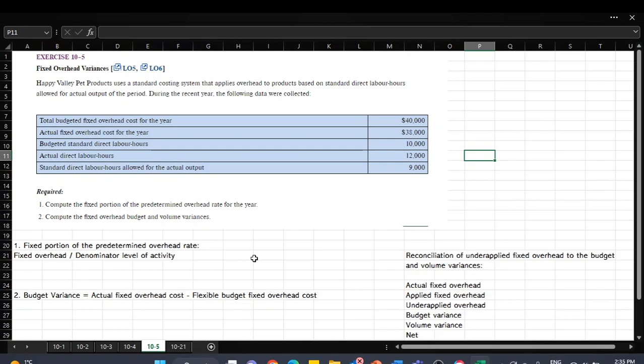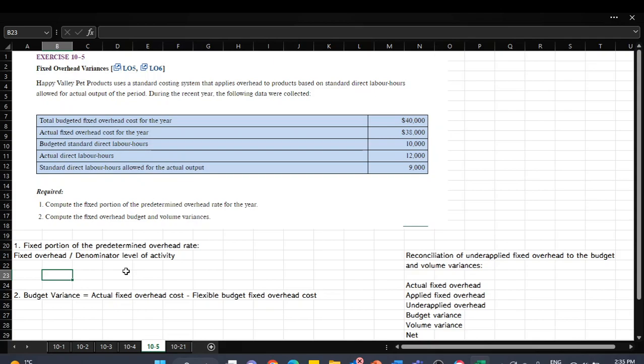So we want to compute the fixed portion of the predetermined overhead rate for the year. And then we want to compute the fixed overhead budget and volume variances. And then we're going to take it one step further, and we're actually going to do a reconciliation of our underapplied fixed overhead to the budget and volume variances. Okay, so this first part is really just looking at our budgeted fixed overhead costs for the year and our denominator level of activity, which is going to be our budgeted standard direct labor hours.